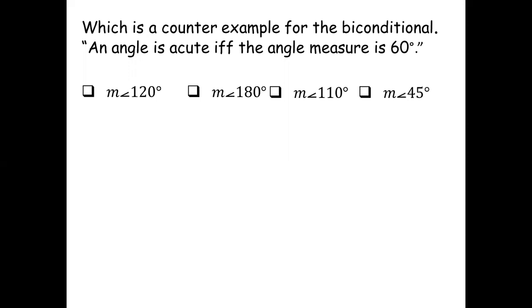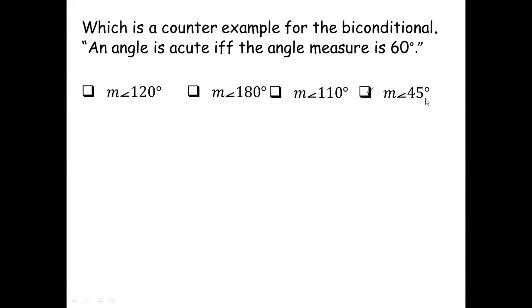So the correct answer for this question is that the measure of the angle is 45 degrees. If you read the sentence again, an angle is acute if and only if the angle measure is 60 degrees. Is that true? Is it that only if the angle measure is 60 degrees it's acute? No. If it is 30 it's also acute. If it is 45 it's also acute. If it is even 80 degrees it's an acute angle.